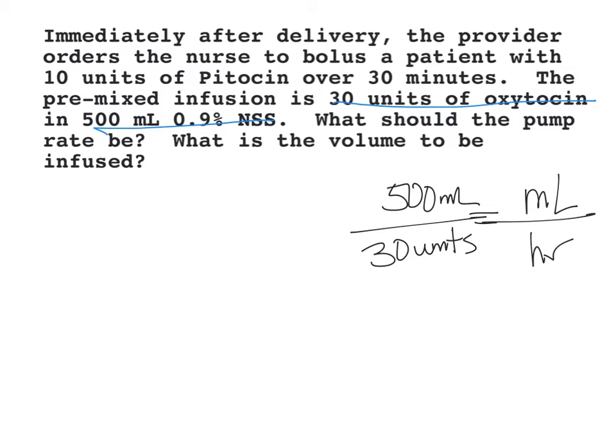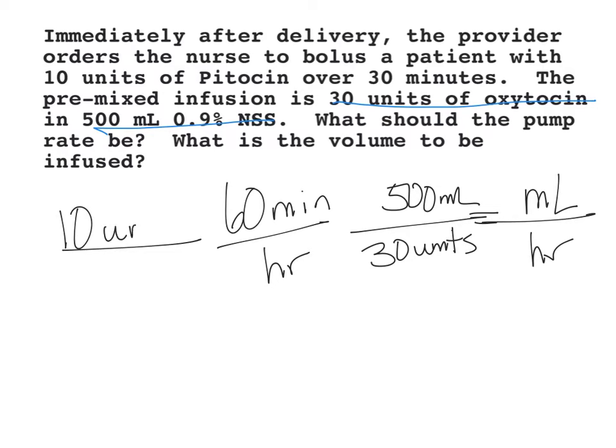All right. Now, we have hours, but in the problem we're giving it over 30 minutes. Let's just make our conversion. We want our hours on the bottom, right? We know that 1 hour is 60 minutes, so we'll put that on the top. And now we have our 10 units. We don't want units and we don't want minutes, so let's do our 10 units and 30 minutes. Now we can start canceling out the measurement units that we don't need. Units, don't need units, don't need minutes. We just want mLs per hour.